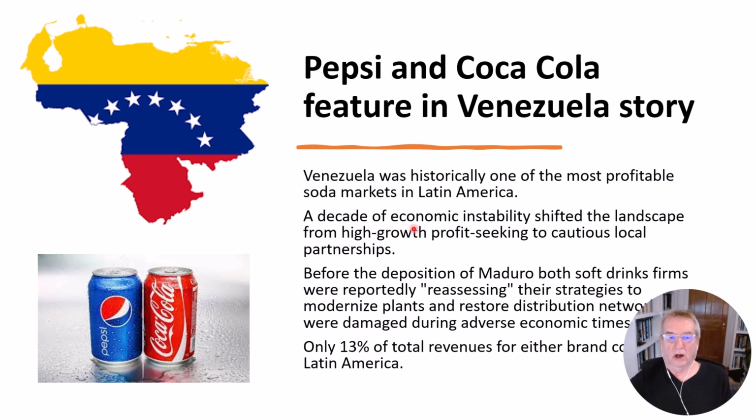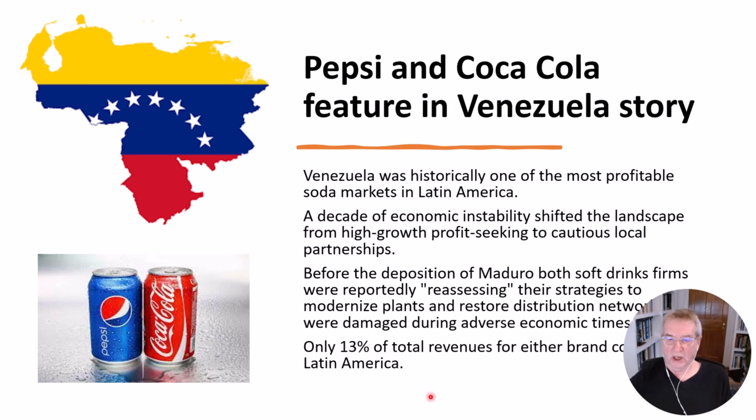A decade of economic instability shifted the landscape from high growth profit seeking to more cautious local strategies involving partnerships with domestic companies and distributors in Venezuela. Before the deposition of Maduro, both soft drink firms were reportedly assessing or reassessing their strategies to modernize plants and restore distribution networks that were damaged during the adverse economic times.